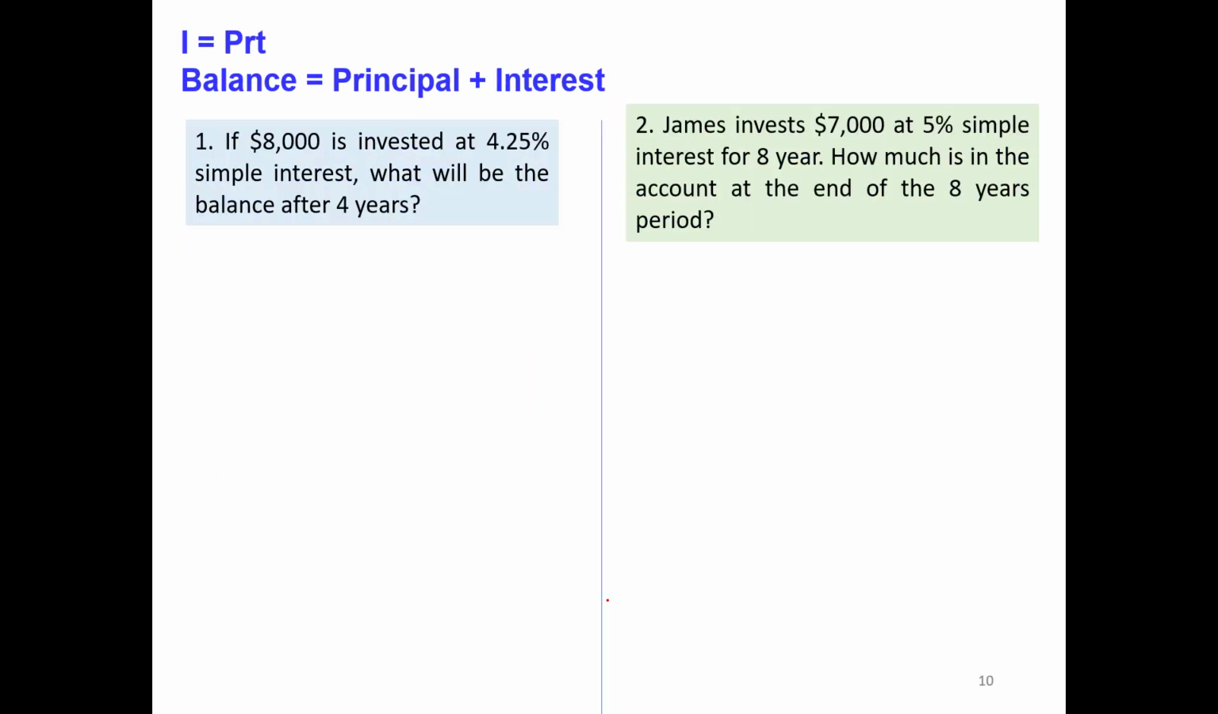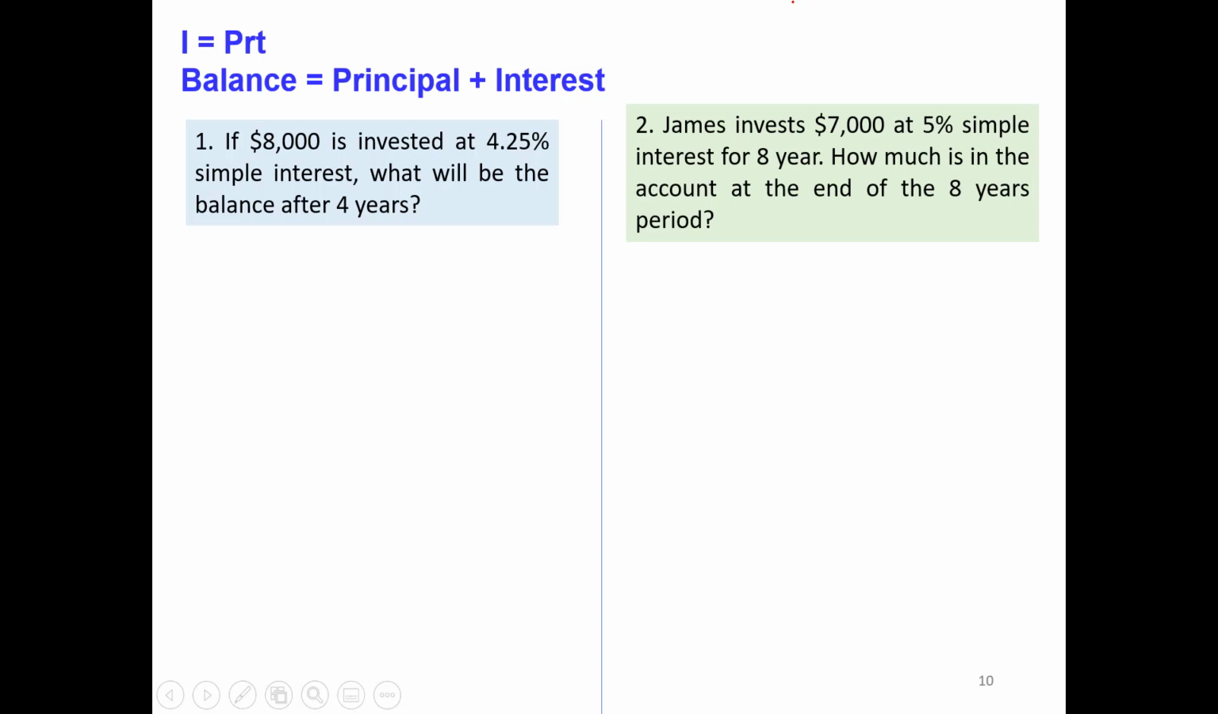Let's complete the last two problems for this section, and we will be done for today. Let's try number one. If 8,000 is invested at 4.25% simple interest, what will be the balance after 4 years? Yes, what will be the balance? In order to calculate the balance, we know the principal, but we need to know the interest. First we will calculate the interest, and then we will calculate the balance.